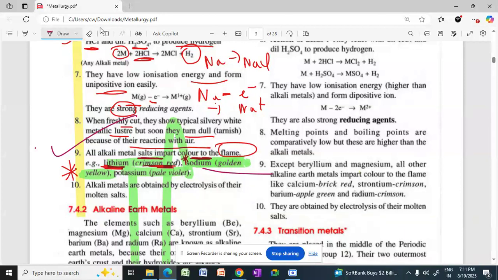Now, I told you that alkali metals form salts. For example, NaCl is a salt, right? Alkali metals are obtained by the electrolysis of their molten salt. Molten means when you melt anything, right? So it is the molten state. In electrolysis, we pass the electric current through the solution.